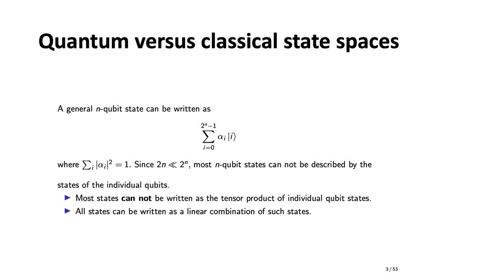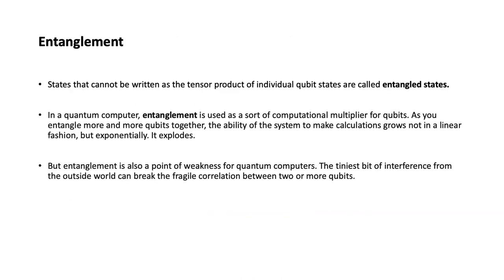So what does this mean? That means that most states cannot be written as a tensor product of individual qubit states, which means that all states can be written as a linear combination of such states. So why is this relevant? This is relevant because it brings us to the concept of entanglement. States that cannot be written as a tensor product of individual qubit states are called entangled states. And since the dimensionality is so different, it turns out that most of the states are entangled states.